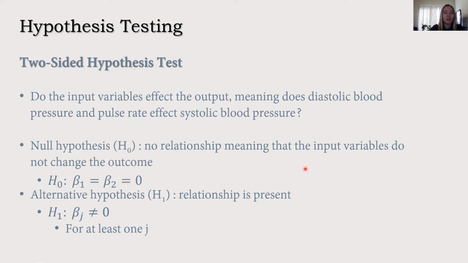And our alternative hypothesis is going to say that there is a relationship present and that the linear regression model is a good fit for our data for at least one j. So at least one independent variable can predict an outcome and it has an effect on the outcome. So let's head over to Minitab and see how we can put our data into Minitab to get a result.